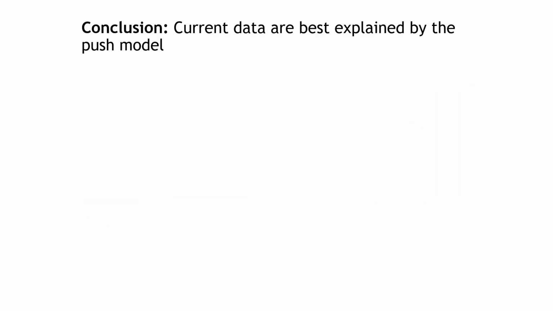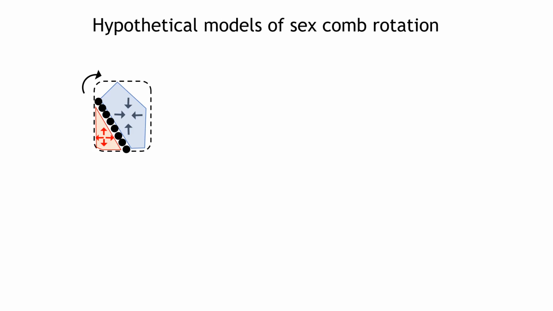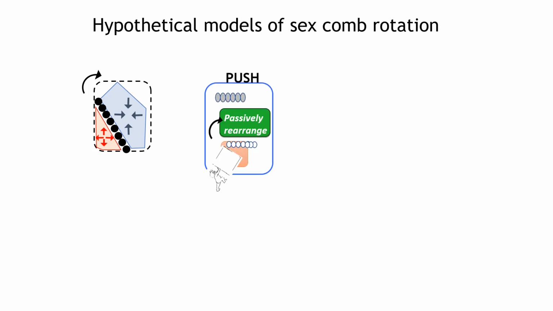And to summarize all the things that I'm going to tell you, I want this to be the conclusion. So far, our data shows that the current data are best explained by the push model. What we found right now is that the cells underneath the comb are expanding while the cells above the comb, in the blue region, are reducing in apical cell area. And this allows us to make three hypotheses.